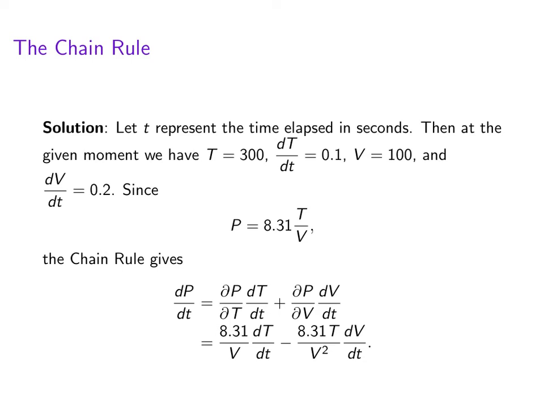We can compute some of these partial derivatives and plug them in, and this is the expression that we get: 8.31 over V times dT by dt, minus 8.31 T over V squared times dV by dt. You see that in each case we have computed a partial derivative of P with respect to T and V and plugged those in here.